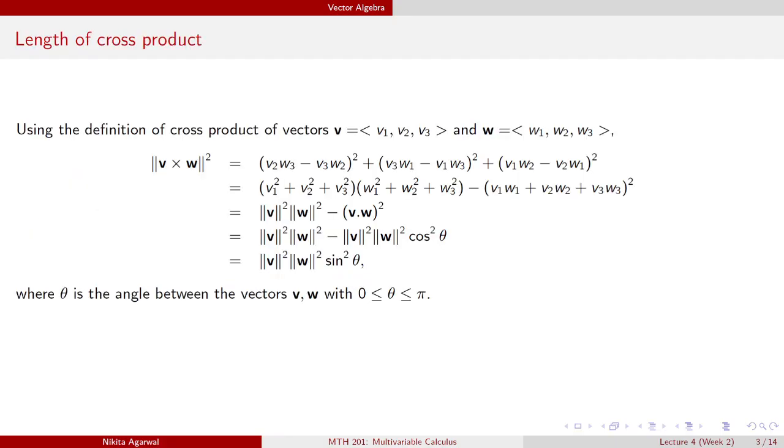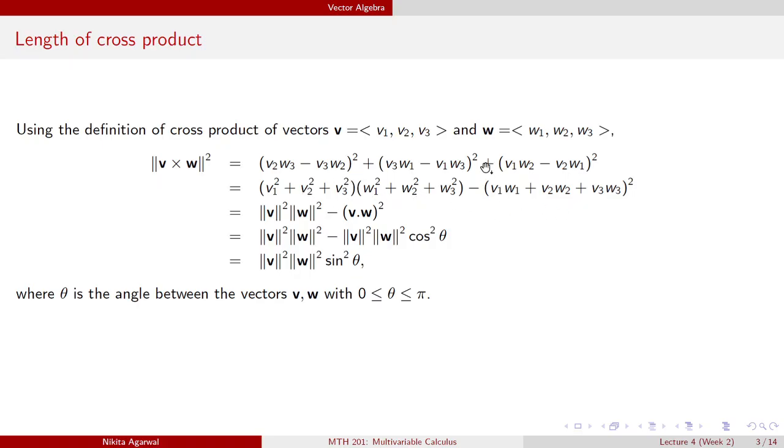So let us first look at the length of the cross product. This is a very standard computation. Using the definition of the cross product of vectors v and w which have these components, we know V cross W from the last class. So we have taken the norm of that and squared it, which comes out to be this quantity. And if you expand this quantity, after some manipulations, you can write it in this form.